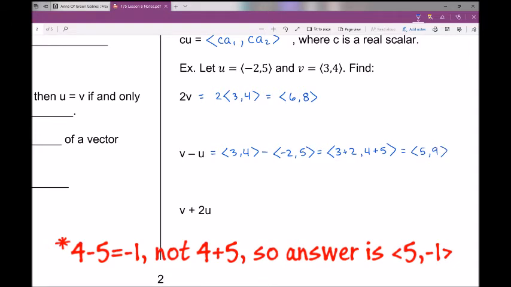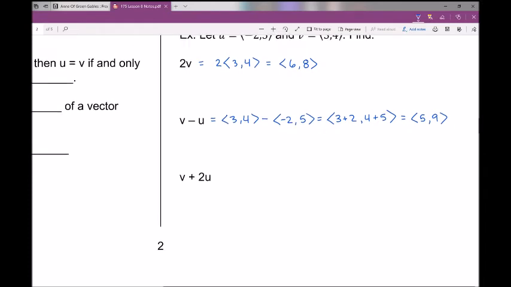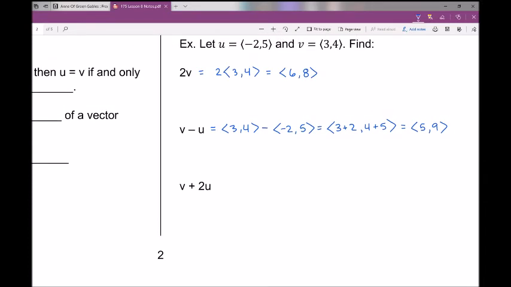All right. And finally, we're kind of combining the two operations in this last example. We have v plus 2 times u. So again, I would sub in your vectors. So v is 3, 4. And then we have 2 times u. So 2 times -2, 5. So the order of operations here is the same as if you were dealing with polynomials or just any numerical expression. So you always want to do that multiplication first, and then you want to add your two resulting vectors.